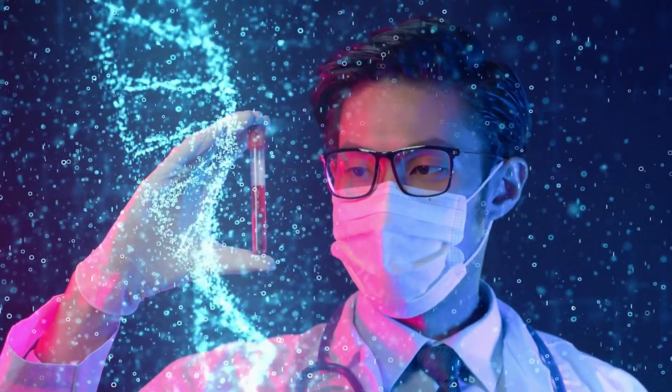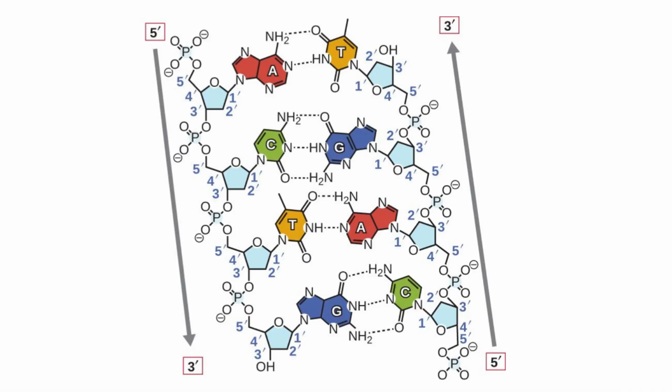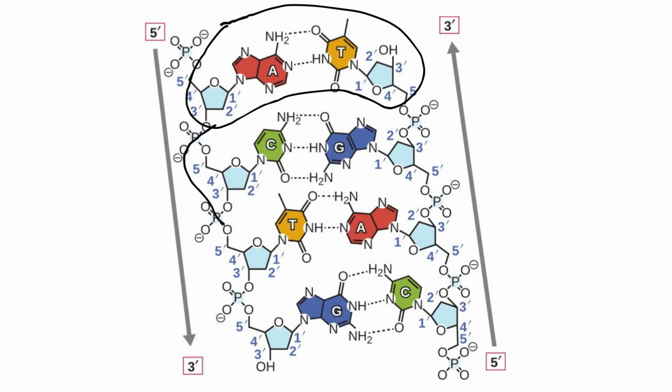The 2 strands in the double helix are complementary, meaning that if there is an A on one strand, it will be bonded to a T on the other, and if there's a C on one strand, it will be bonded to a G on the other.